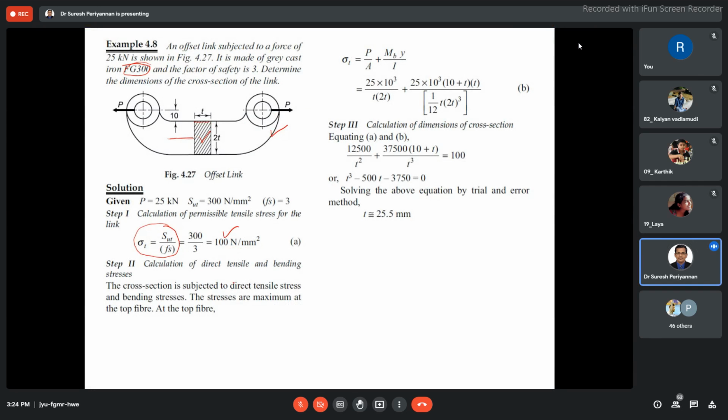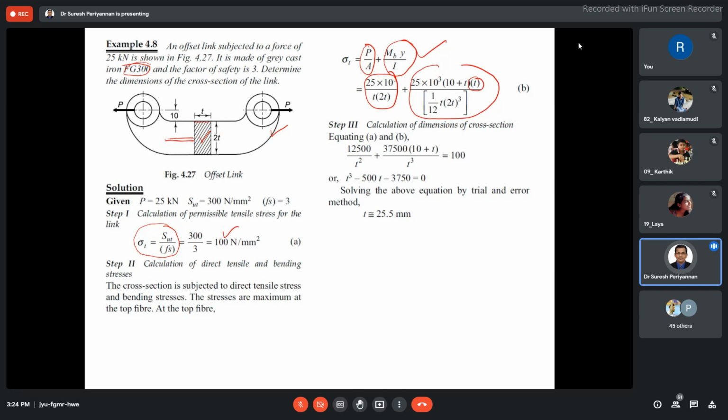Now calculate the direct tensile and bending stresses. See, the cross section is subjected to direct tensile stress and bending stress. MB is the bending moment, 25 kilonewton into 10 plus T. We are taking it at the middle, 10 plus T, into Y, which is D by 2, meaning depth by 2. Here 2T divided by 2, hence T. Then substitute this in the bending moment expression for finding the bending stress. This is the bending stress component, and this is the direct tensile stress component.